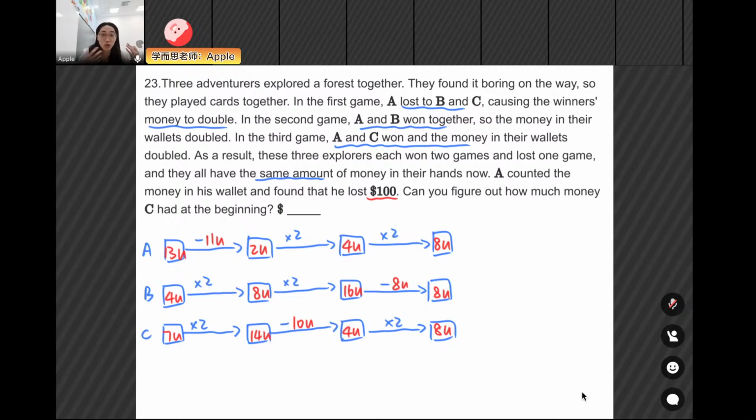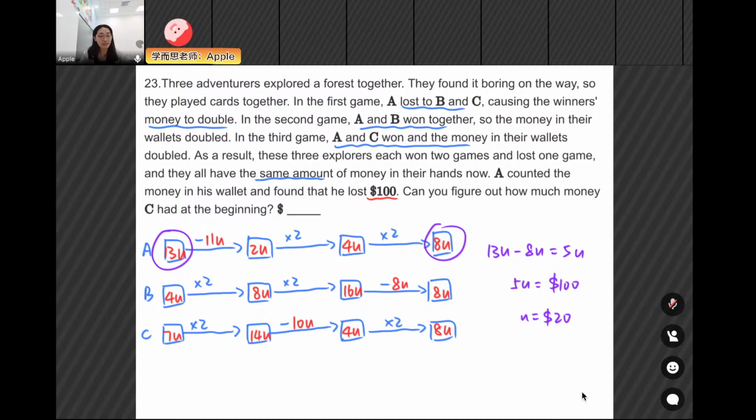Then actually, I still don't have the exact number, but according to the question, we know that A counted his money and found that A lost $100. Originally, A had 13 units. In the end, A only had 8 units. So how many units of cards did he lose? Yes, that is 13 units minus 8 units, which is 5 units. 5 units equals $100, which means 1 unit is $20.